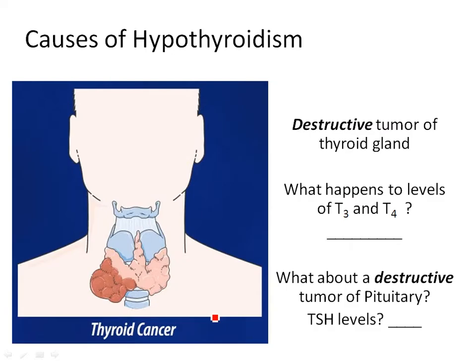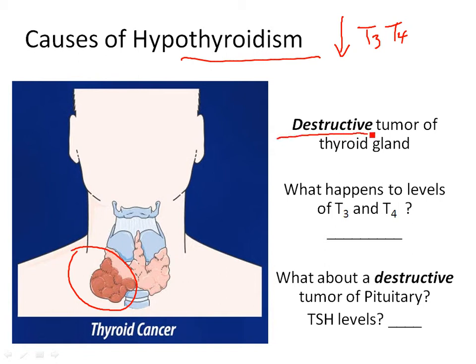Now, causes of hypothyroidism. Again, hypothyroidism is simply low levels of T3 and T4. Now we've got a couple of reasons on this slide. This one's pretty obvious. We've got a big old tumor sitting on the thyroid, but this time it's destructive. So this is the opposite of proliferative. A destructive tumor shuts down production of something. So because this tumor is there, I can't make enough, and my levels of T3 and T4 go down. And of course that's hypo.